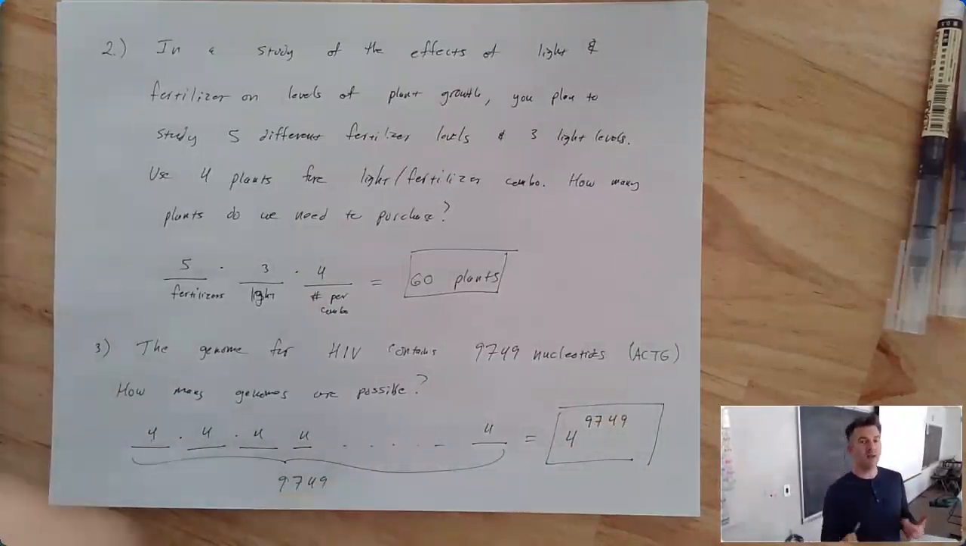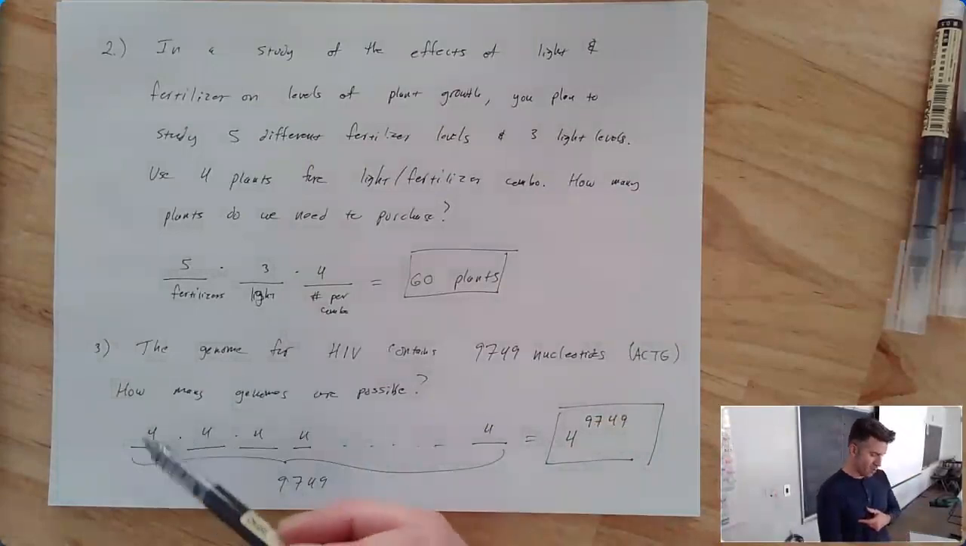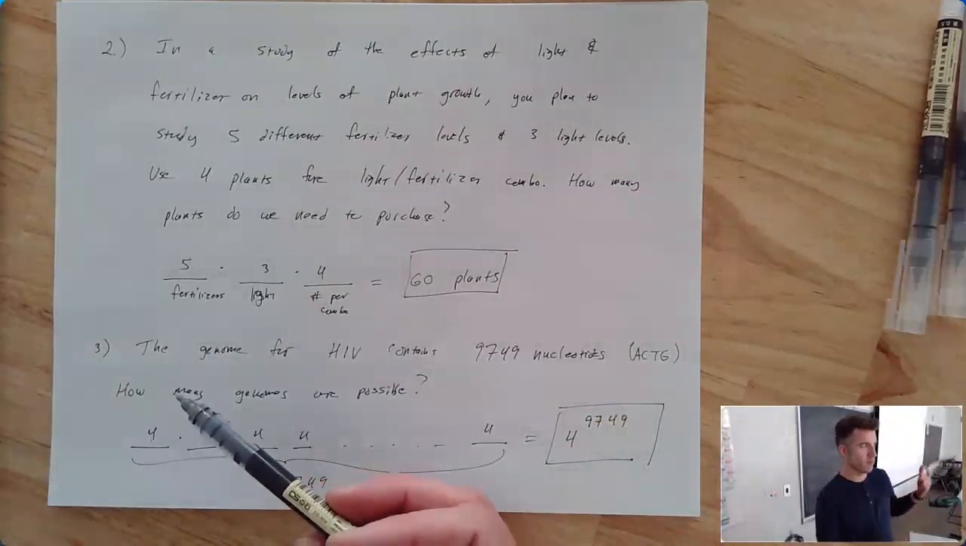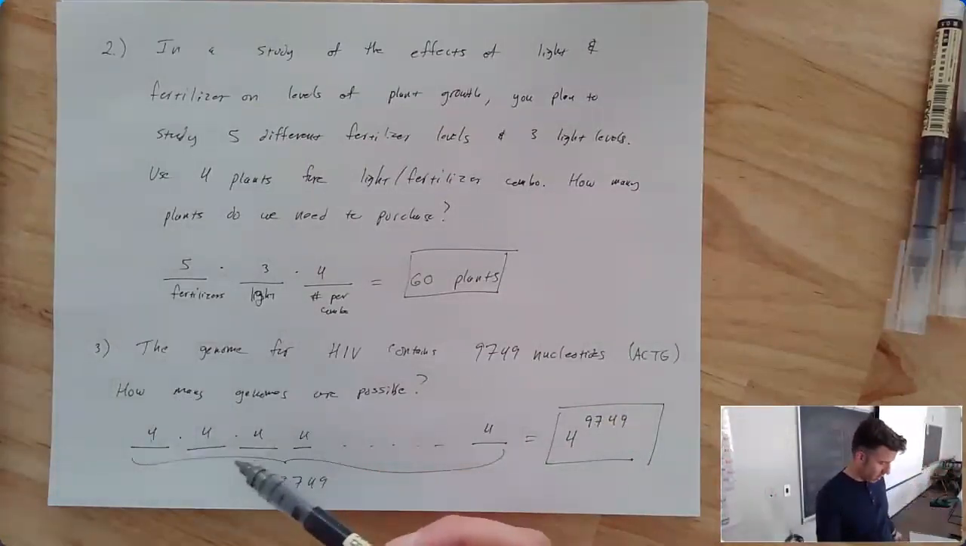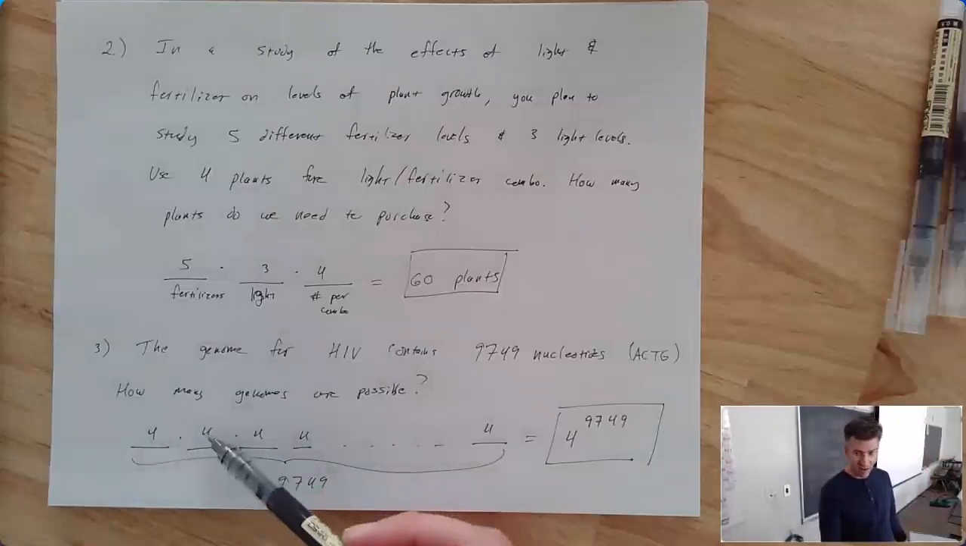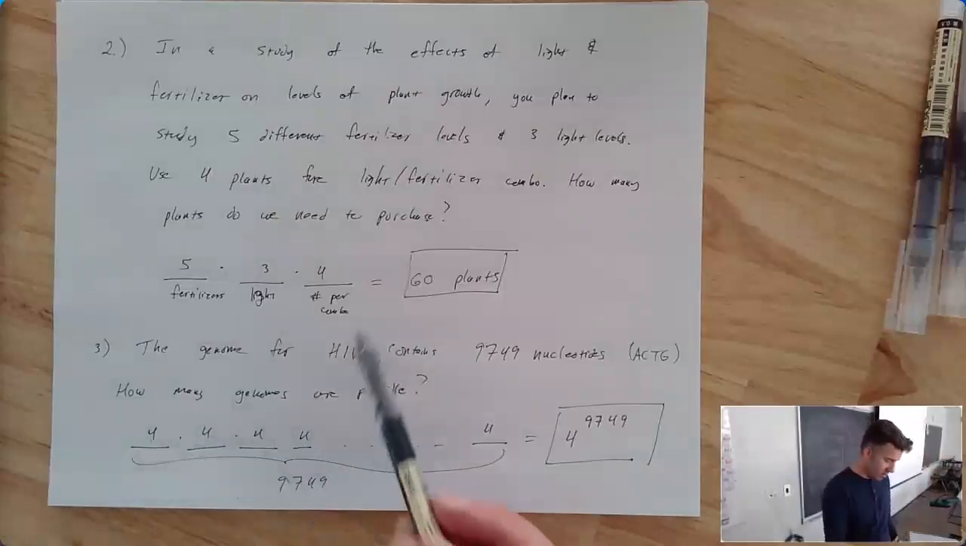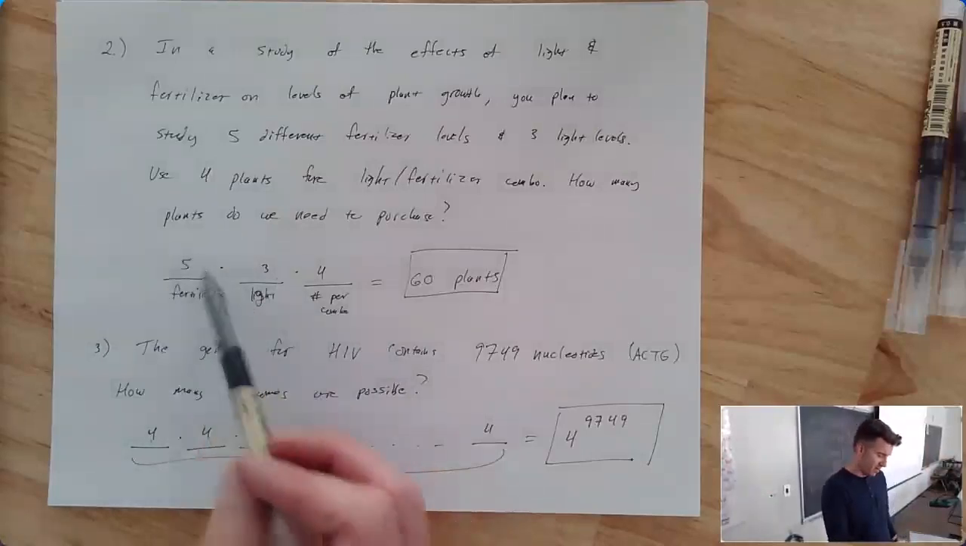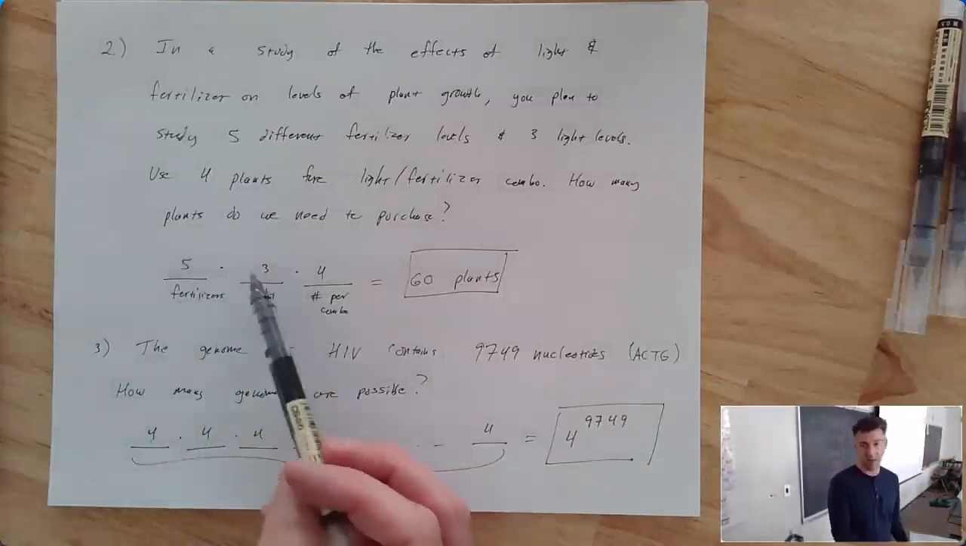One thing to think about when you're doing this multiplication principle is that what's happening in one slot isn't really having any effect on what's happening in another spot. I just want to say there are 4 possibilities here, there are 4 here, and they don't have anything to do with each other. Just like in the previous problem, there were 5 choices of fertilizer and 3 choices of light, and picking one of these didn't mean we had to do something different with our light choices.